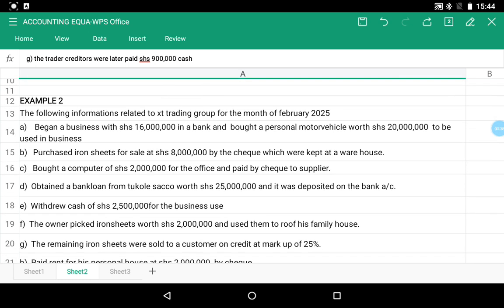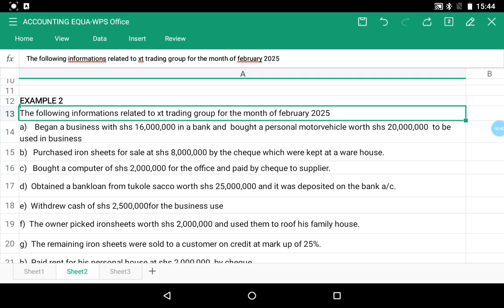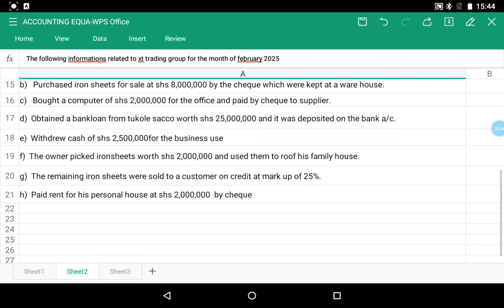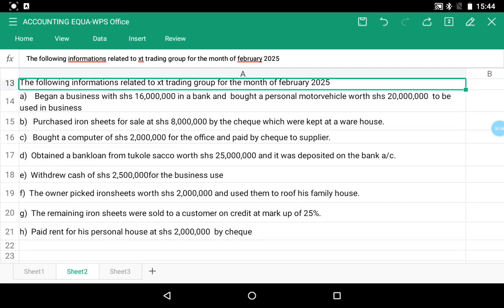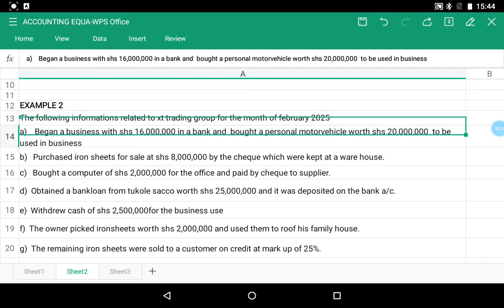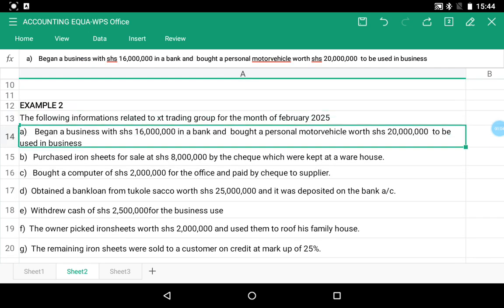They are saying the following information relates to XT Trading Group for the month of February 2025. So we have our transactions A, B, C, D to H. Here they want the accounting equation. They want us to do the accounting equation for each transaction. So we are going to start with part A.